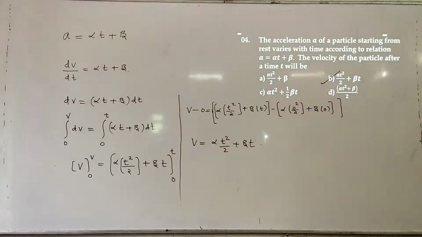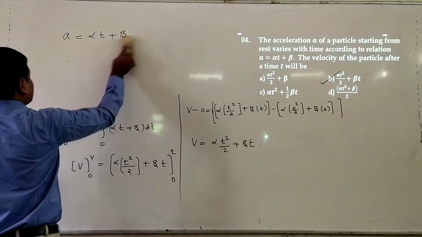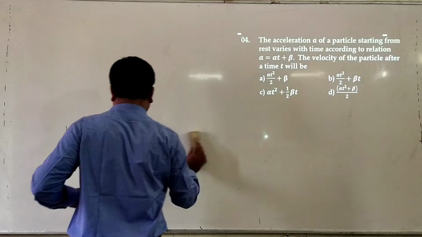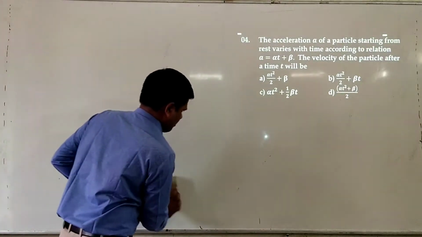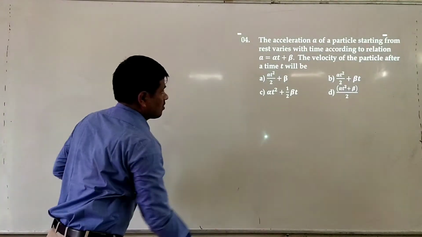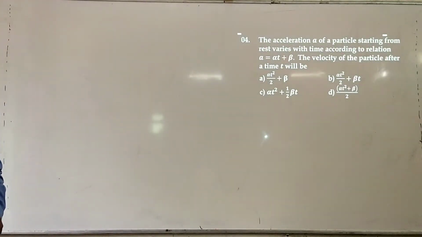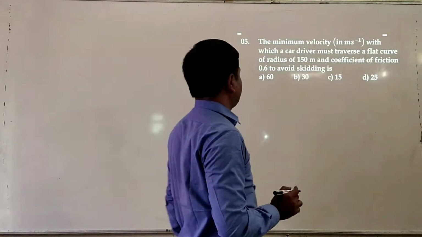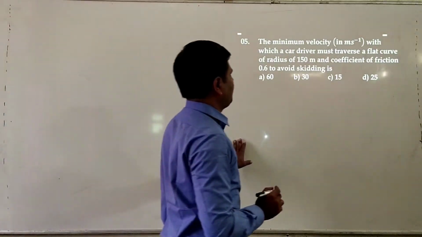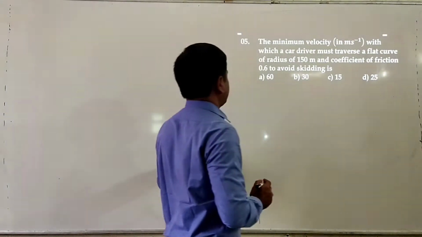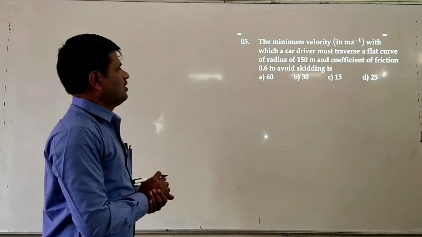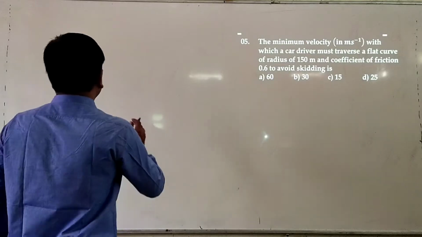Right. Next we go to question number 5. The minimum velocity with which a car driver must traverse a flat curve of radius 150 meter and coefficient of friction 0.6 to avoid skidding. Now here, to avoid skidding, what will be the condition?